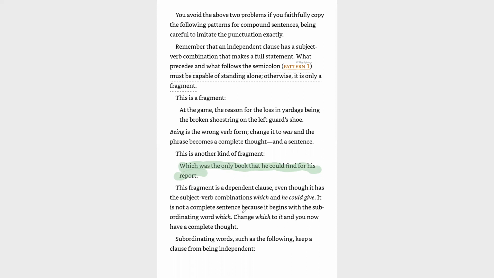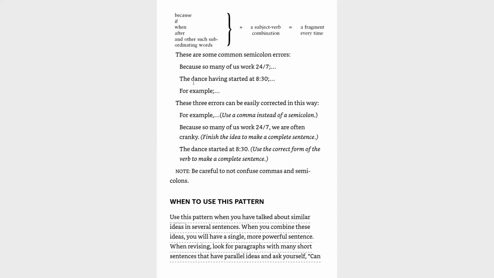Okay, subordinating words such as the following keep a clause from being independent: because, if, when, after, other such subordinating words. Okay, we have subordinating conjunctions, right? And then we have relative pronouns. So subordinating conjunctions are for adverb clauses, and relative pronouns, that, which, who, etc., are for adjective clauses. Plus a subject-verb combination equals a fragment every time.